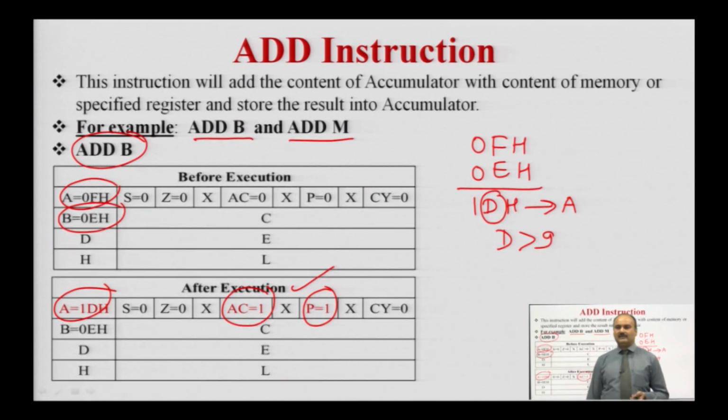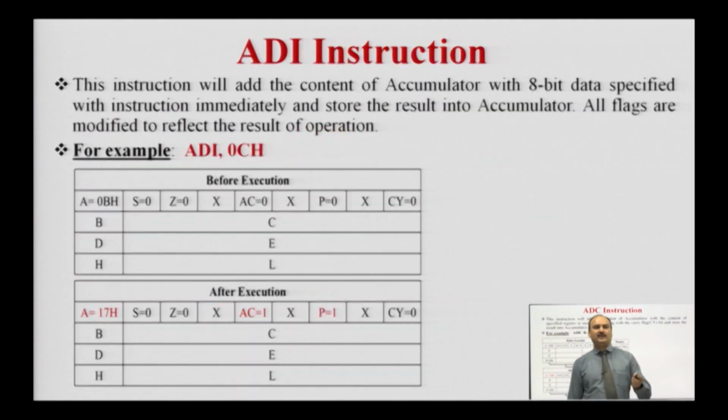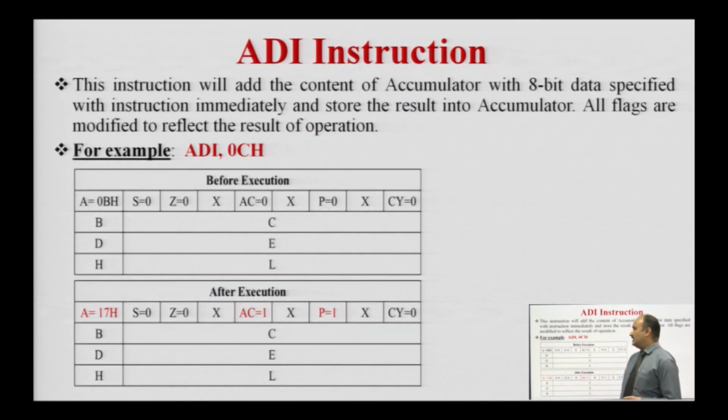So, this instruction will add the content of the B register with the content of the accumulator. Next instruction is the ADI instruction. This instruction will add the content of the accumulator with the 8-bit data which is specified with the instruction immediately. So, this is a 2-byte long instruction. The first byte is the operation code and the second byte is the immediate data which is specified with the instruction.